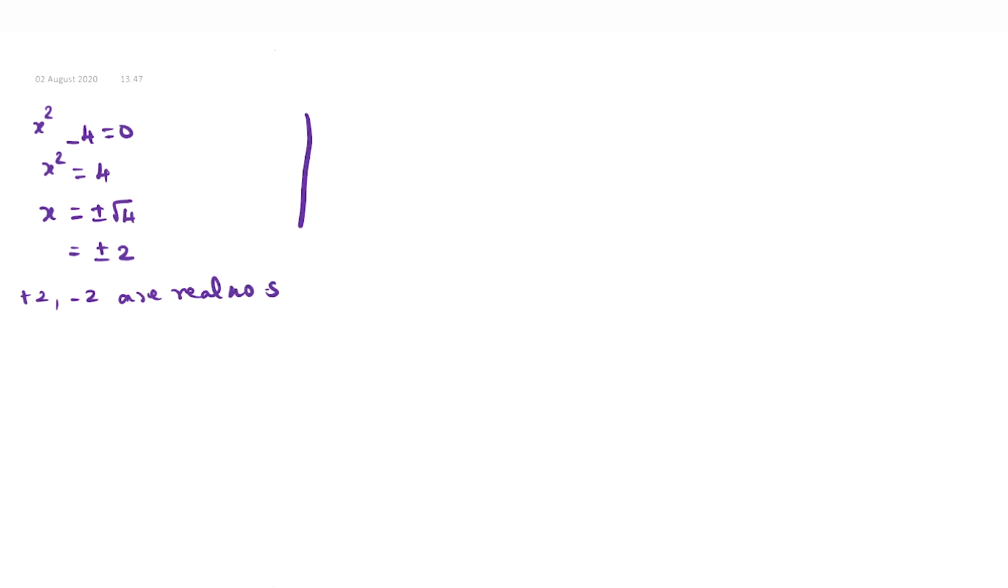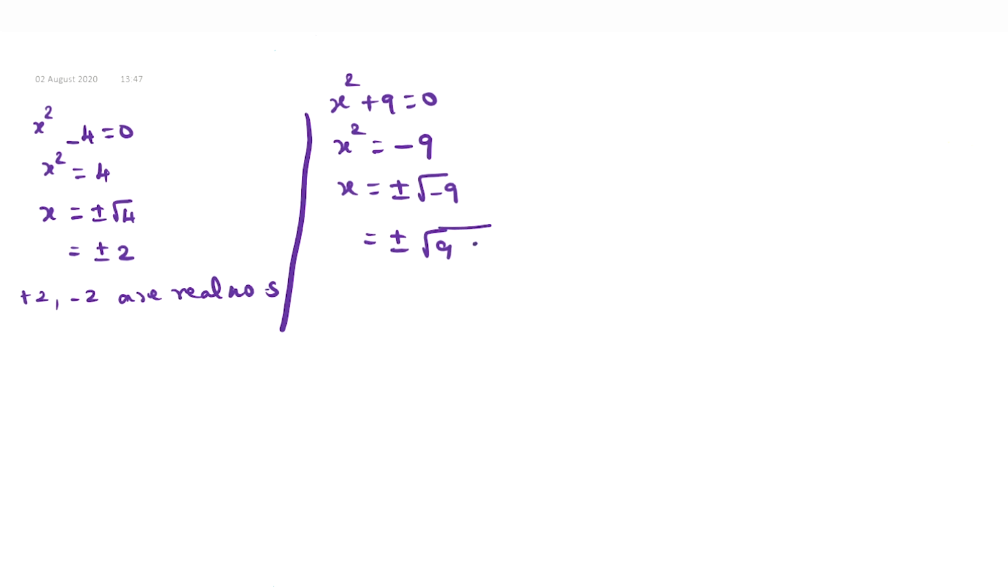Right? Now you take another equation, x square plus 9 is equal to 0. So x square is equal to minus 9. So x is equal to plus or minus root of minus 9. I can write it this way: root of 9 into minus 1. So this is equal to plus or minus root 9 into root of minus 1. Right? Now we know the square root of 9 is 3.